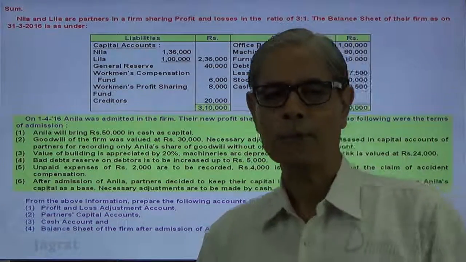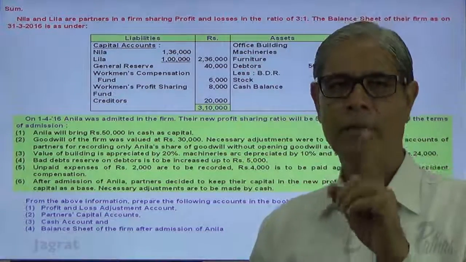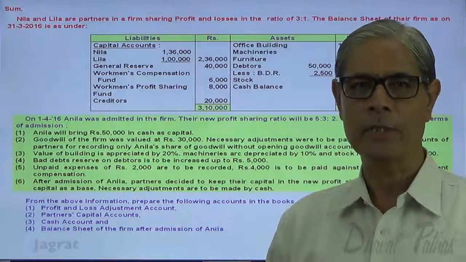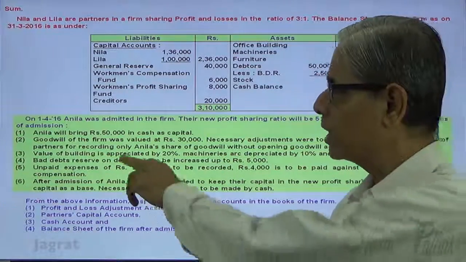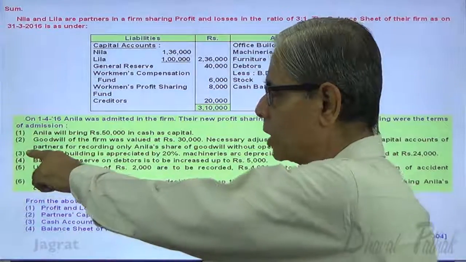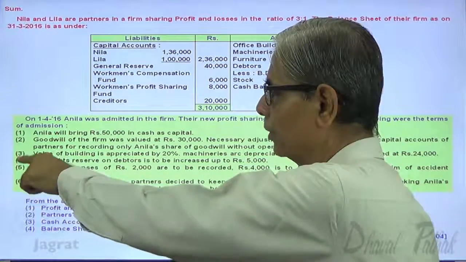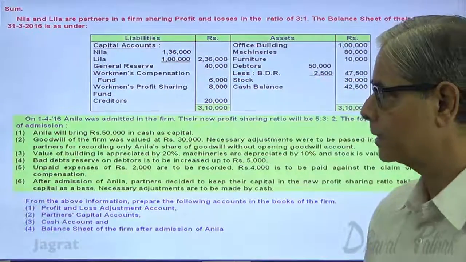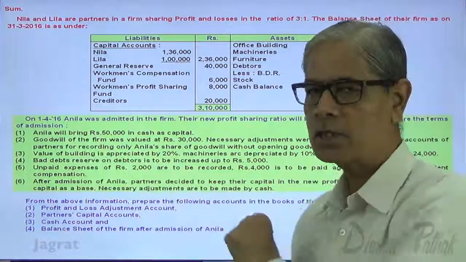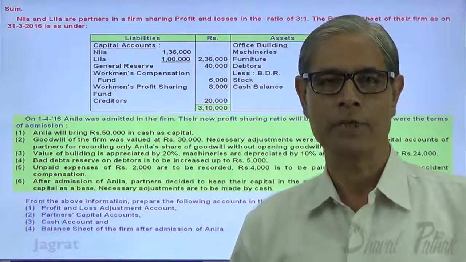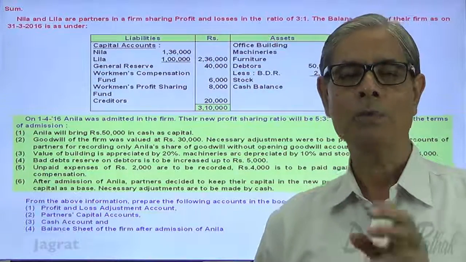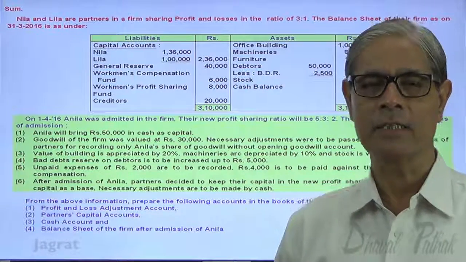Now, for the purpose of solving this sum, first step, I am going to consider the revaluation adjustment. Revaluation adjustments are given to me in adjustment number 3, 4 and 5. These three are the revaluation adjustments. How the revaluation adjustments are going to be considered?